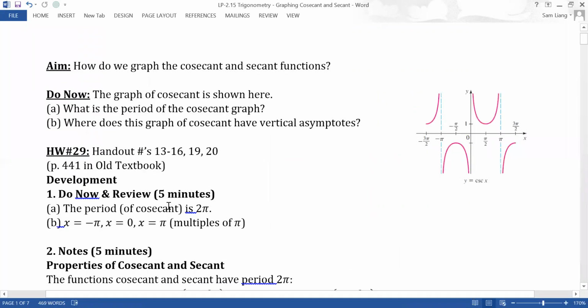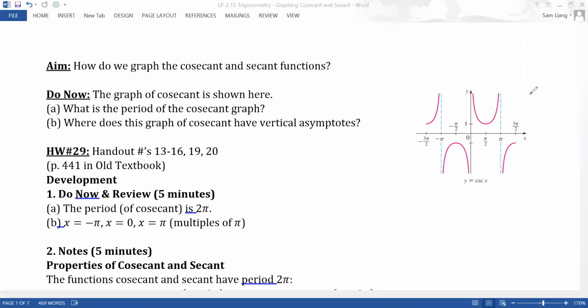All right, so the period of cosecant is going to be 2 pi. The way you're going to see that is if you look at one branch here, this goes from 0 to pi, right? And then after that, it doesn't continue, it doesn't repeat that same loop above the x-axis. If there was another loop like this above the x-axis, let's say we had a loop here, we could say that the period would be pi.